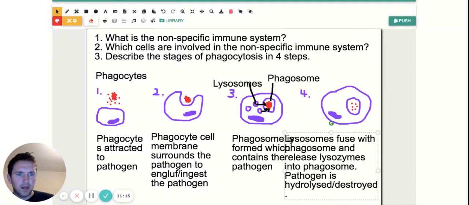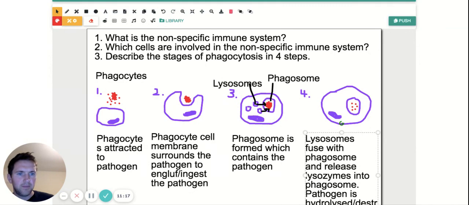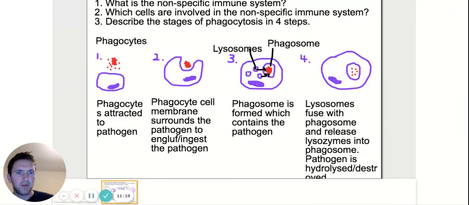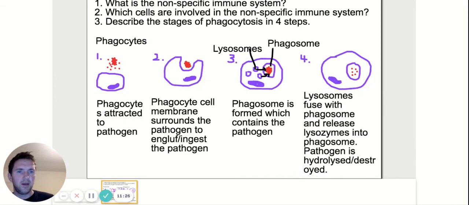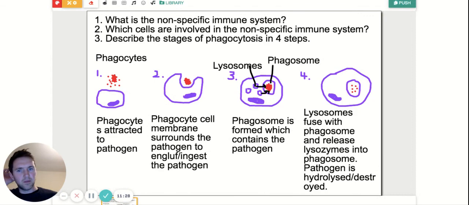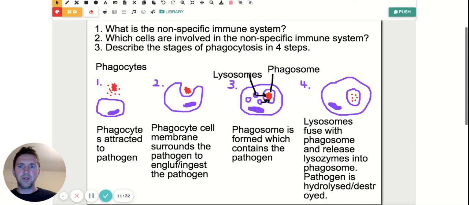And that's it. That is how the non-specific immune system works, how the process of phagocytosis works, and the steps you need to be aware of. We'll stop there for the non-specific immune system and phagocytosis. The next video will be on the first part of the specific immune system, which will be cellular immunity.